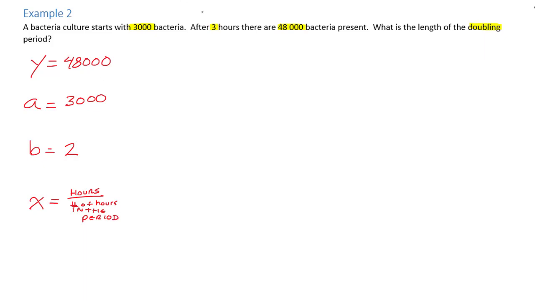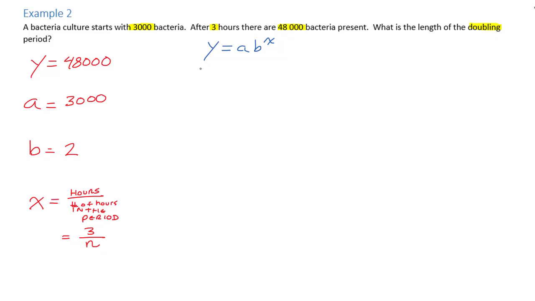All right, so let's set this up here. y equals a b to the power of x. Let me write it underneath here. All right, so we know there's 3 hours. We just don't know the number of hours in the period, so I'm just going to use n this time. That's what we're looking for. I know there's 3 hours, but how many does it take to double? That's what we're solving for.